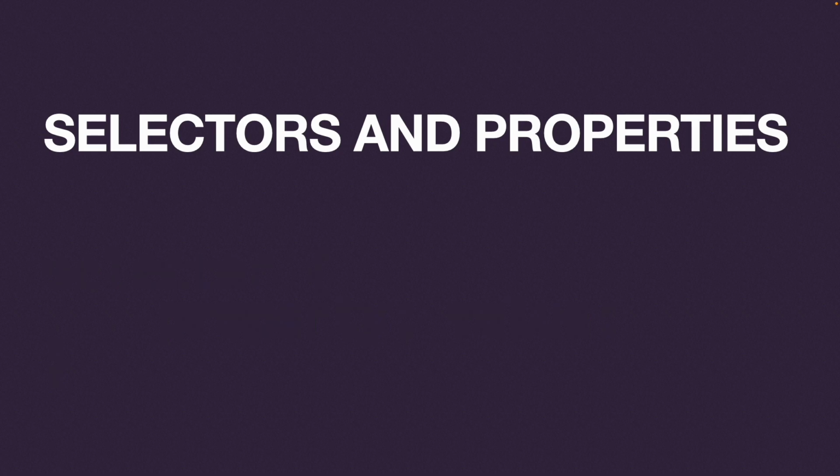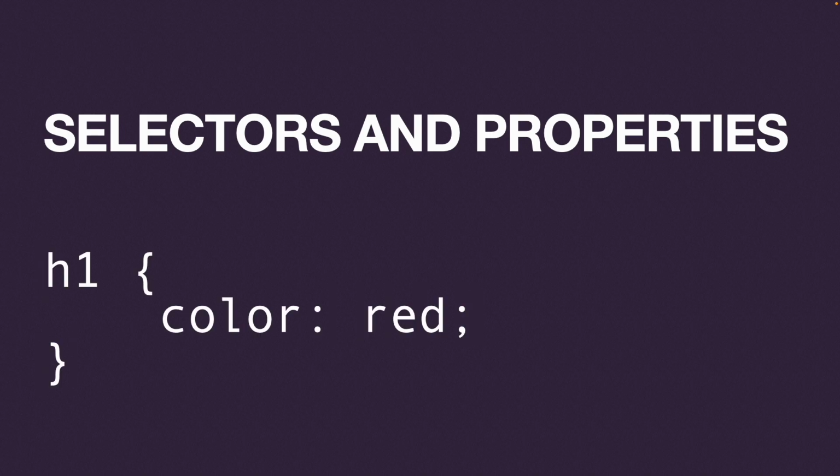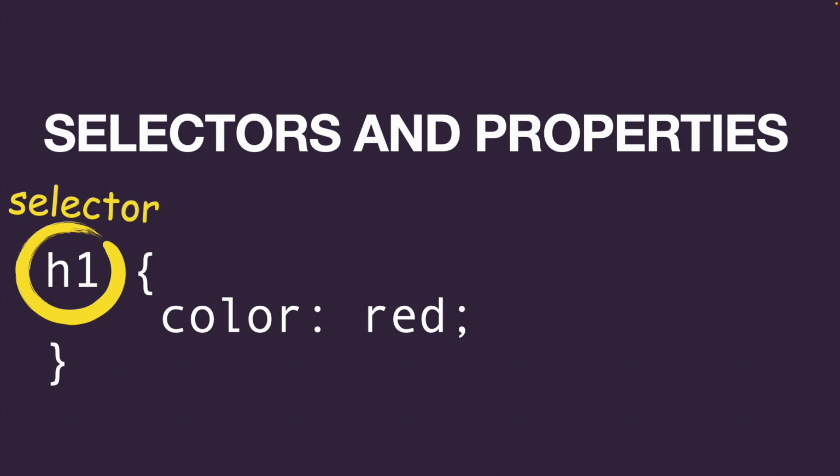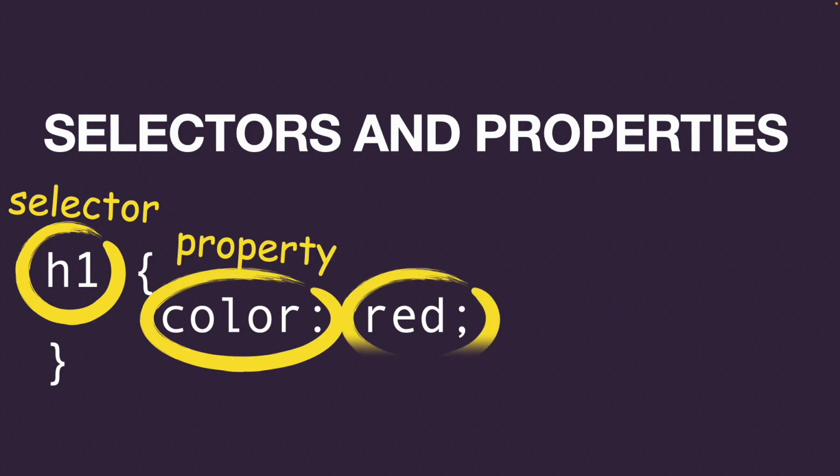Let's take an example here. Let's say that H1, that's going to be a headline. That's going to be our selector. We want to do something with all the headlines on a page. In this instance, we want to change the property color to have the value red. So what that's going to mean is that every time we have an H1 headline, that's going to be red when we have this CSS. So color is the property and red is the value.